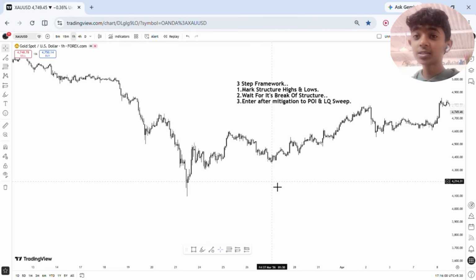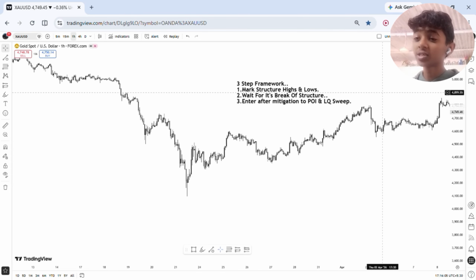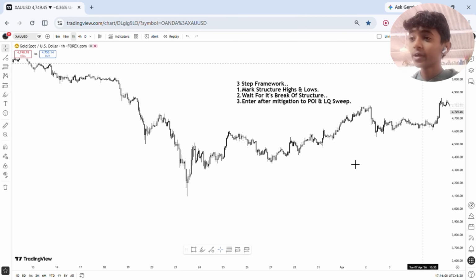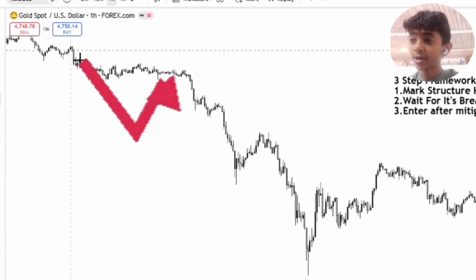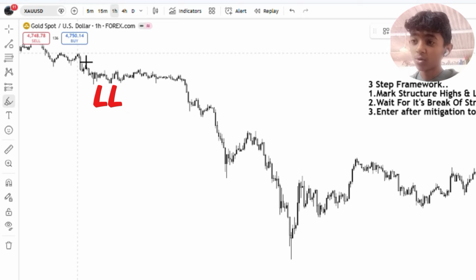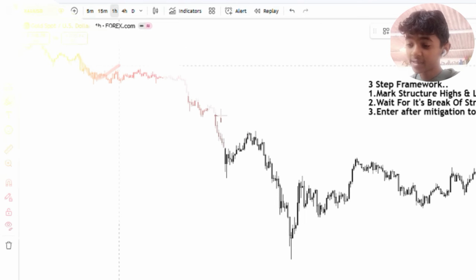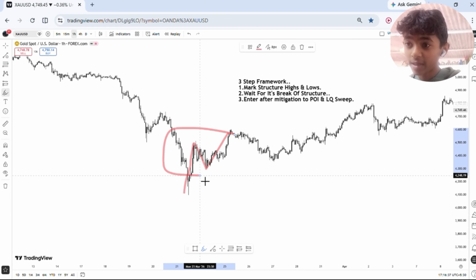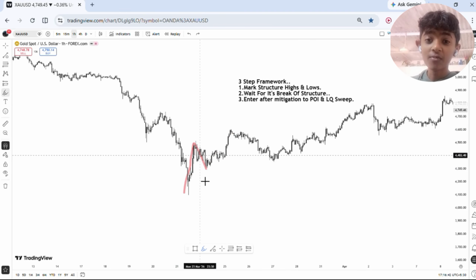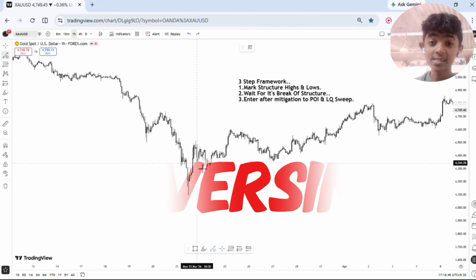So the first step in this strategy is that you have to mark the structural high and low. In this gold chart, we are on the 1 hour time frame. You can do it on any time frame. We saw that price is going down, making lower highs, lower lows, and recently price made a higher high and higher low and then gave us a breakout structure. This is a sign which tells us that the trend is reversing.